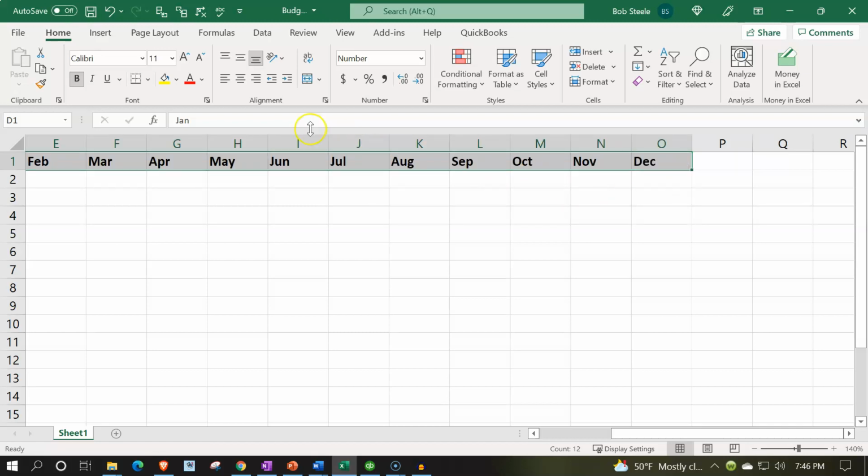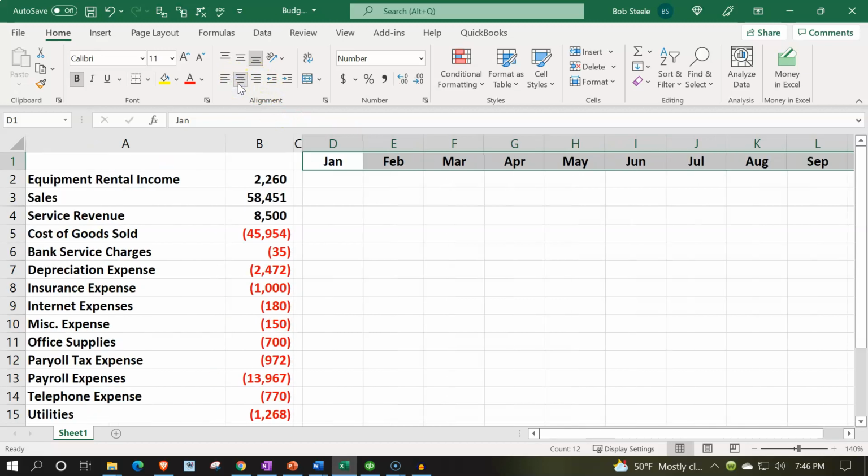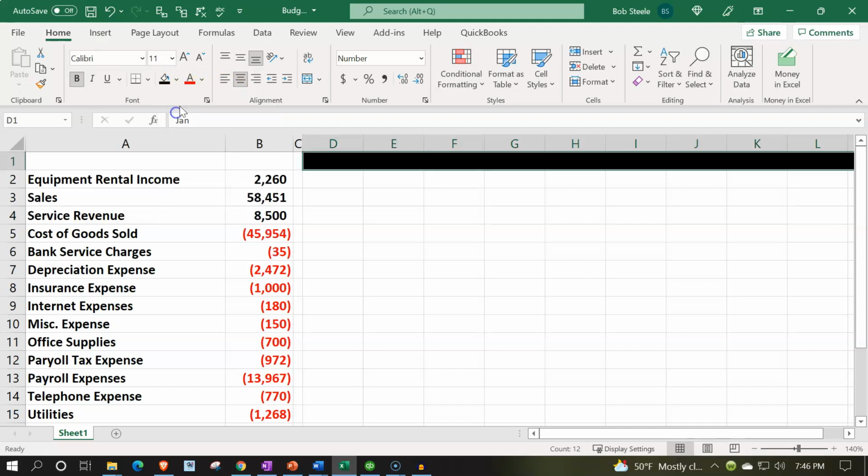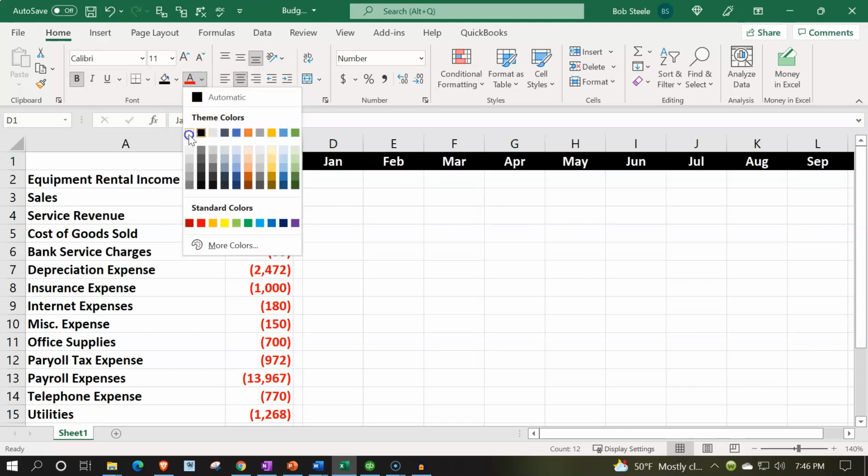Let's center it while we're here. I'm going to go to the alignment and center it. I'm going to make this my header column. I usually make them black and white. So I'm going to go up top and say, let's make this black, and let's make the lettering white.